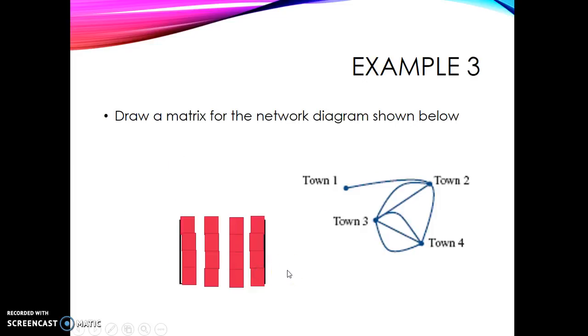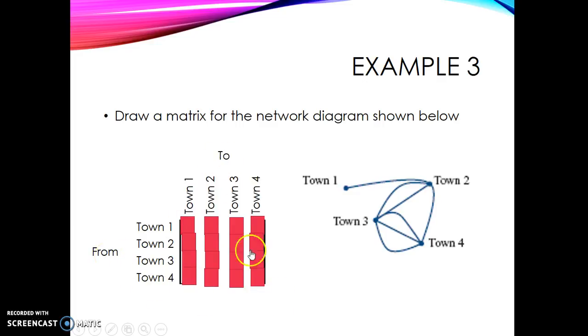Draw a matrix for the network diagram shown below. This is going to show the connections. Our matrix will actually have 4 towns connected to 4 towns. Town 1 to 4, town 1 to 4, and we'll always go from in the rows and to in the columns. So if we look at town number 1 first example, we're going to look all the way across here from town 1 to the different other towns. Now town 1 is not connected round to itself, so town 1 not connected to itself. Town 1 is connected to town 2. Yes, there is one connection from town 1 to 2.